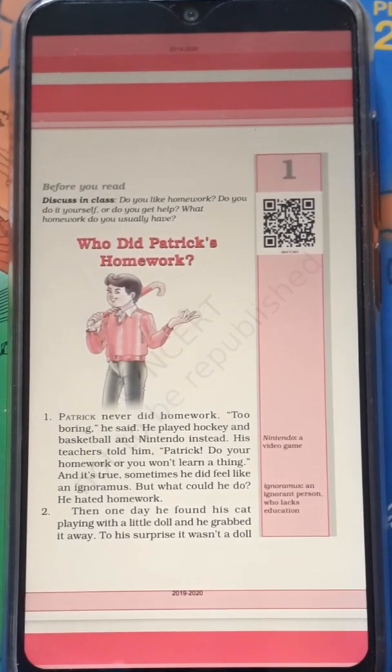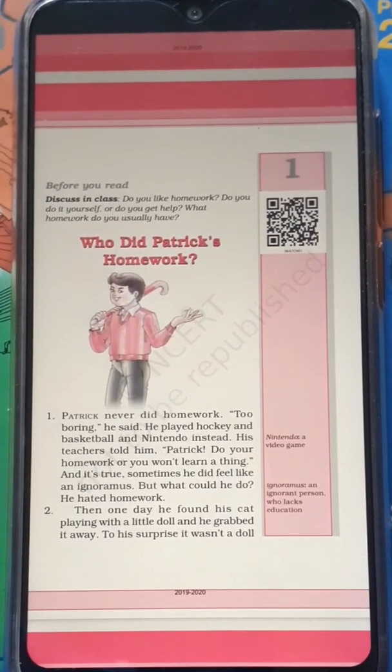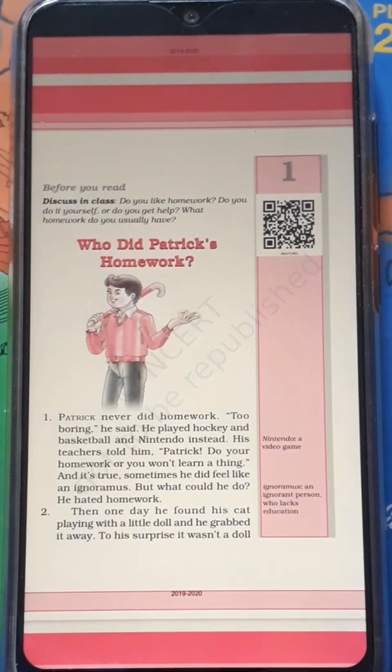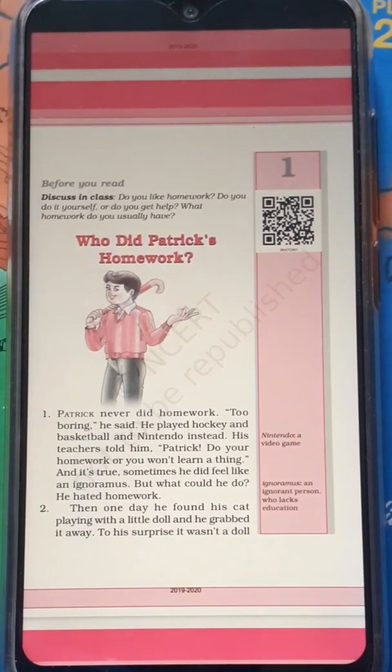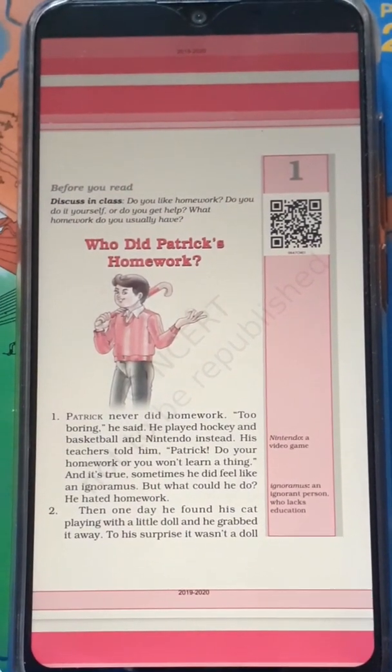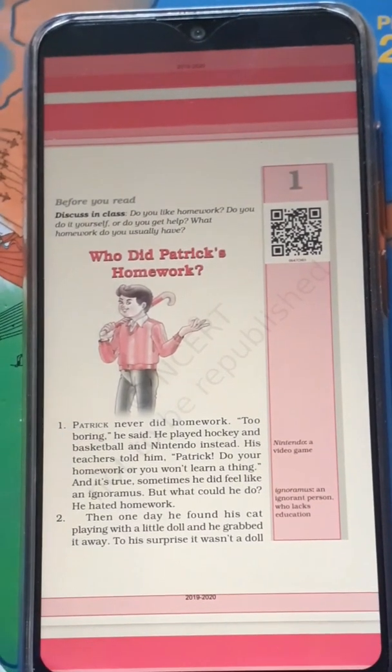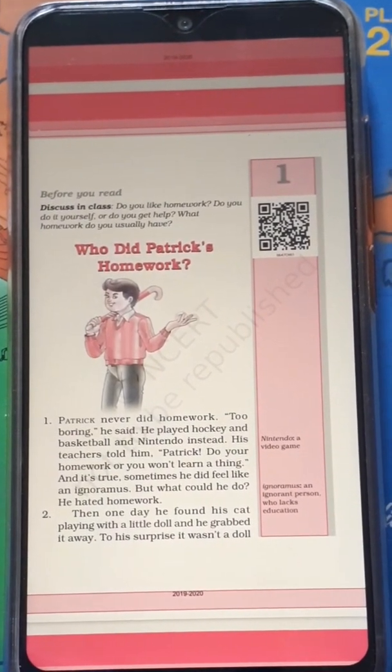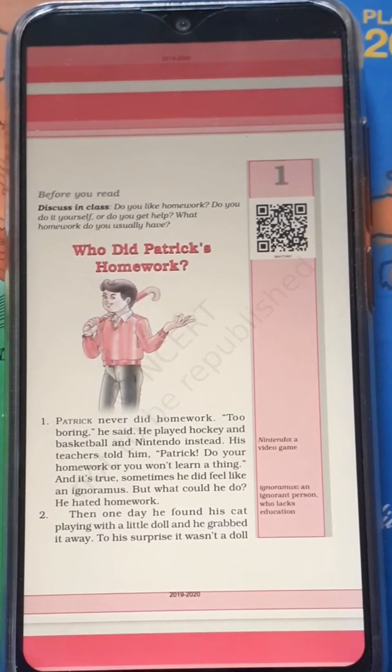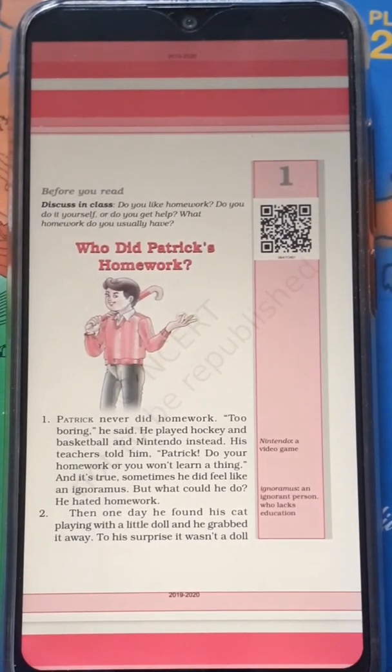Today I shall explain to you the first lesson of the English Honeysuckle textbook called Who Did Patrick's Homework. Now, before we begin, I would like to present you a brief summary so as to give you an idea of what we are going to study further.